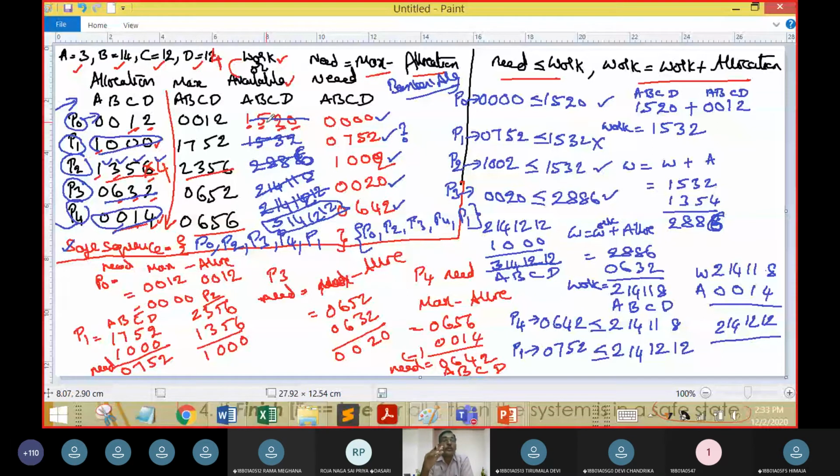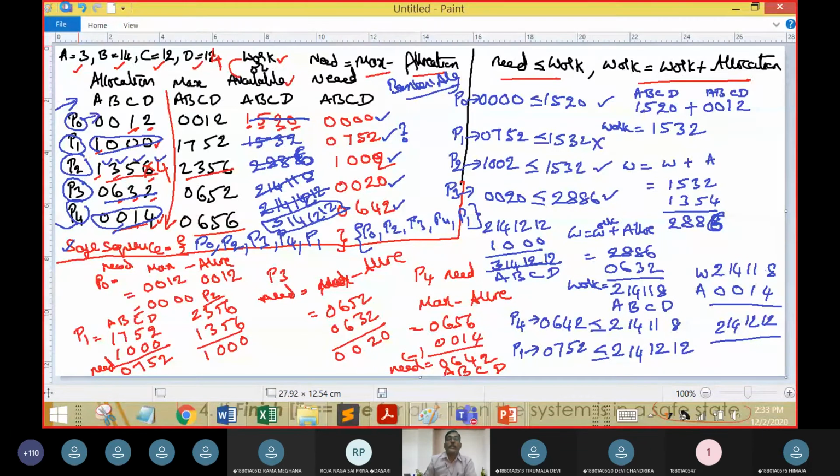So instead of doing it in the FCFS policy, first come first serve, P0, P1, P2, P3, P4, if the operating system is using Banker's algorithm and scheduling in the order P0, P2, P3, P4, P1, definitely the deadlock will not arise. So this is the key takeaway of this slide. So I'm going to save this as D3 here.